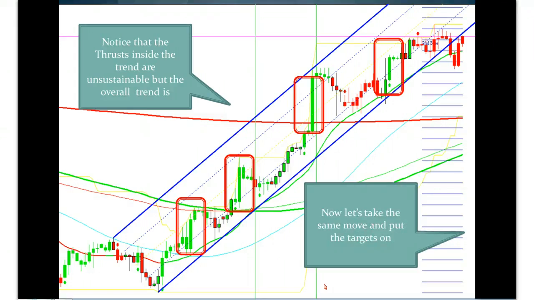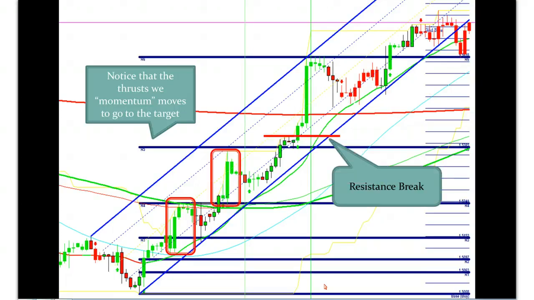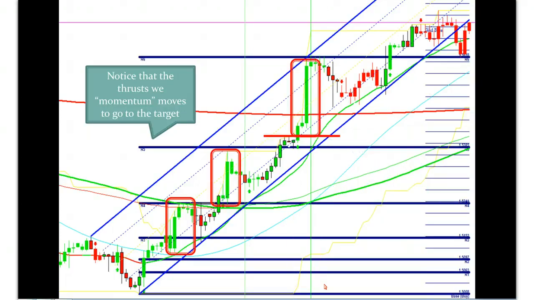I'm just going to simply put the targets on the same move. There they are. I've just used our HSI tool. Can we all see? There's a wide open space. Resistance break there. There's the wide open space. Everybody see that? Another one up here, up to the day chart top. It is those unsustainable moves where our opportunity exists.